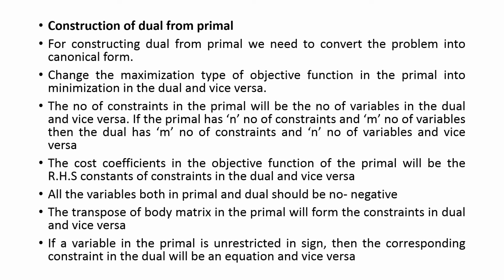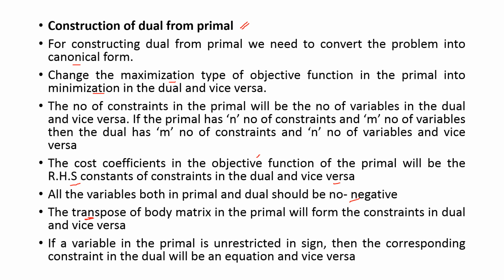These are the steps which are to be followed for the conversion. First, construct the dual from the primal. We need to convert the problem into canonical form. Change the maximization type of the objective function into minimization. The number of constraints in the primal will be the number of variables in the dual, and vice versa. The cost coefficients of the objective function will become the right hand side constants, and vice versa. See, all the variables both in primal and dual should be non-negative. And the transpose of the body matrix, you have to take.